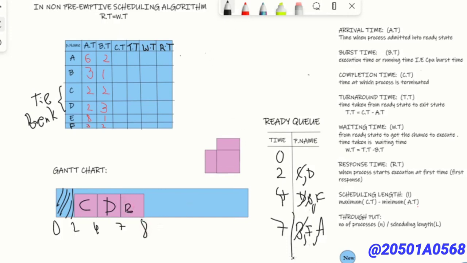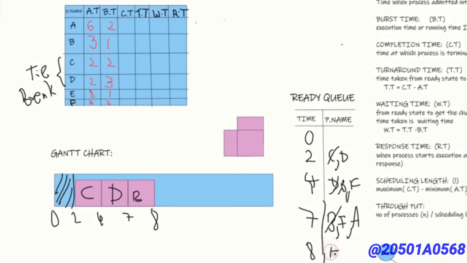Next, at 8 milliseconds, the process entering the ready queue is only E. Already F and A are there. F, A, E. So F is scheduled first. The burst time of F is 2 milliseconds. 8 plus 2, 10.